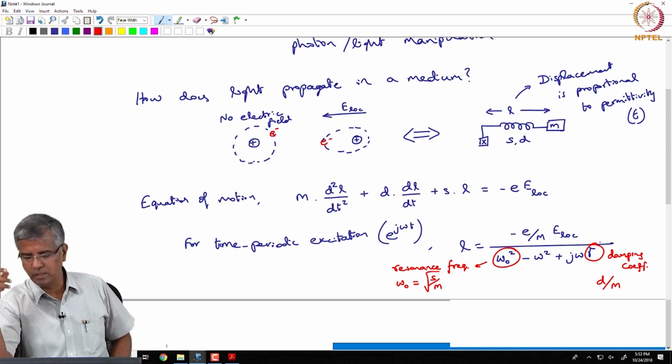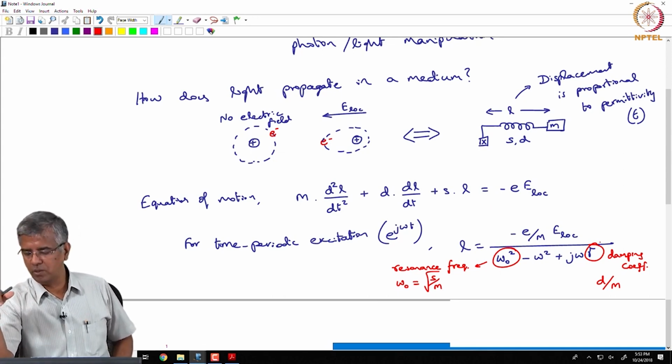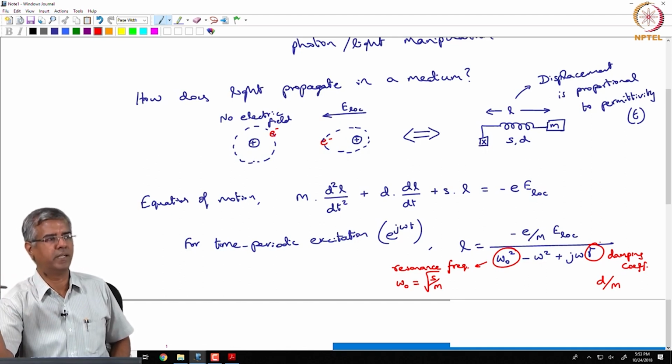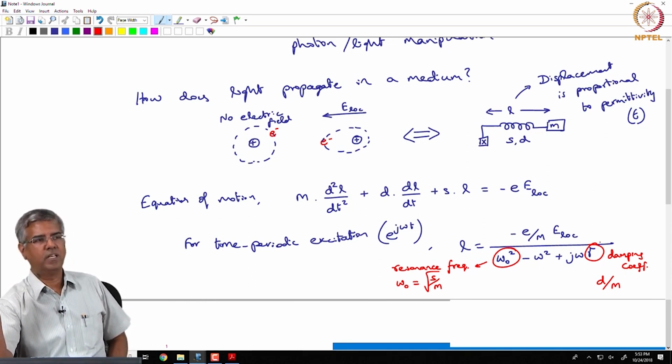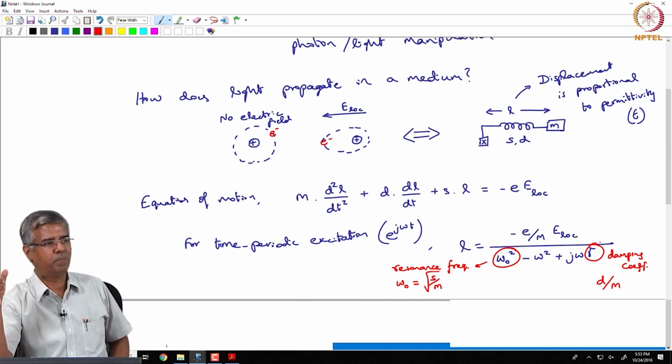Okay. In this case, when you look at it, it is bringing in an imaginary term. So, the permittivity becomes an imaginary quantity. So, in a complex number, what does that imaginary component indicate?